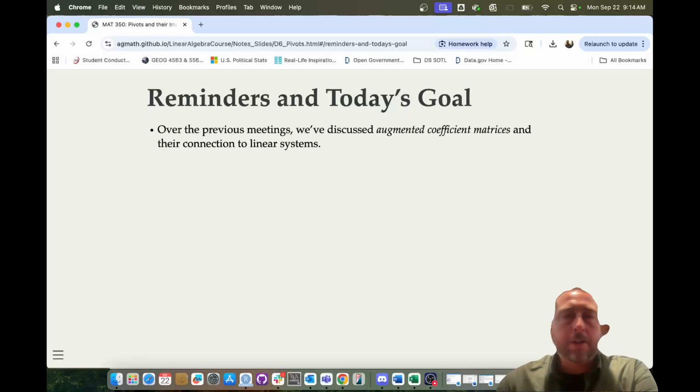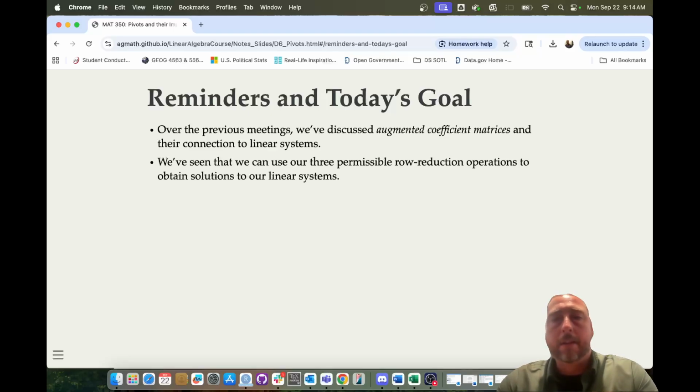So just some reminders, and to explicitly highlight what we're up against today. We have been discussing augmented coefficient matrices and how they're connected to linear systems. We've seen that we can use the 3 permissible row reduction operations to obtain solutions to linear systems. We used 2 out of the 3 of those in the warm-up examples today. We didn't use a row swap, but we did use row scaling.